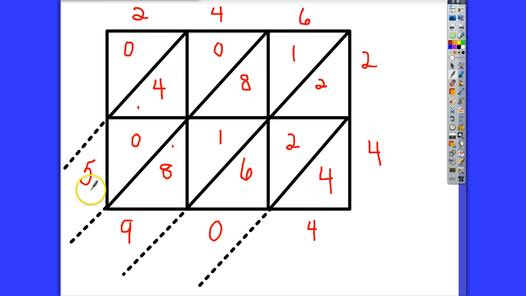And now I'm going to write these numbers as my product. 5,904. And that's the lattice method of multiplication. Nice.